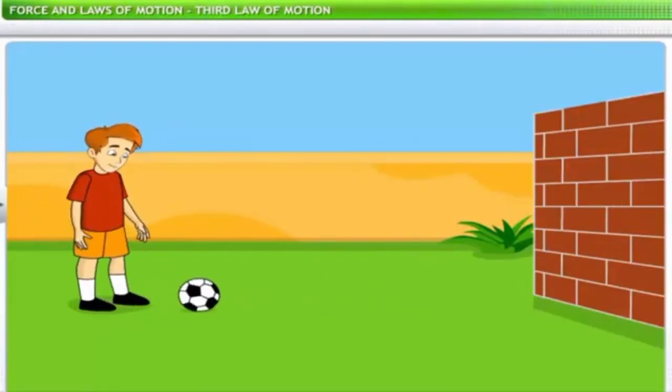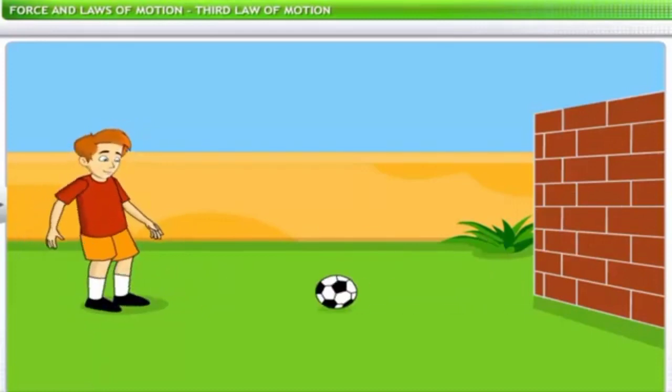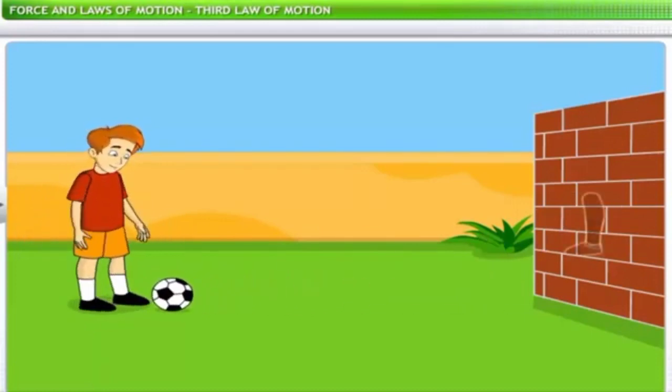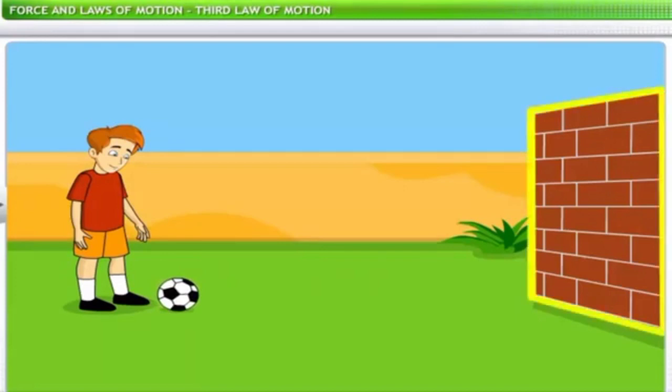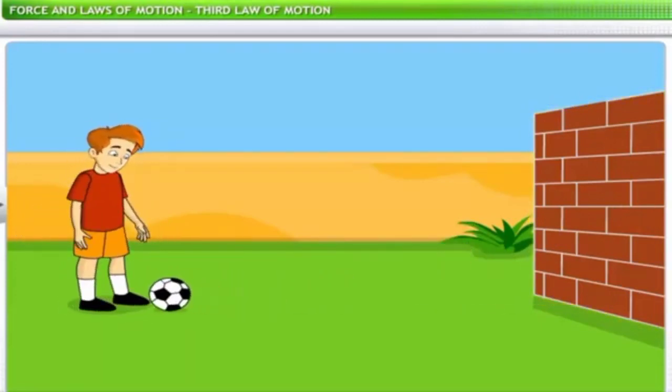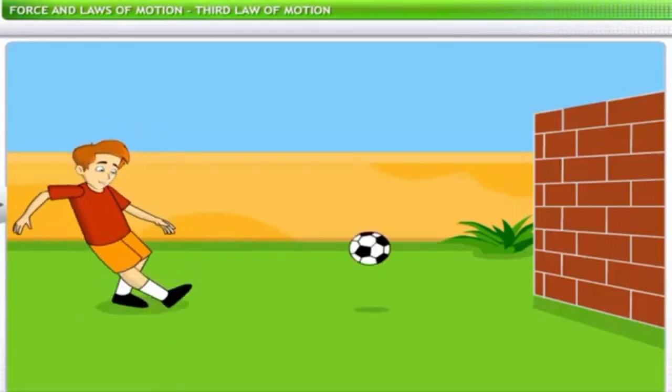Why does the ball come back to you every time you kick it towards the wall? Looks like the wall is kicking it back to you, doesn't it? The speed of the return of the ball also differs based on the force of the kick aimed at the ball. Actually, the wall exerts a force on the ball to return it to you. This force is a reactive force and is induced by your action, that is, kicking the ball to the wall.